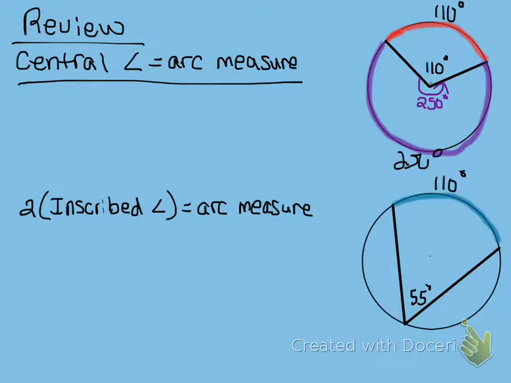For an inscribed angle, remember the rule for that is that the arc is double whatever the angle measure is. So if the angle measure is 55 degrees, then our blue arc has to be 110 degrees because that's the arc that is intercepted by the angle.